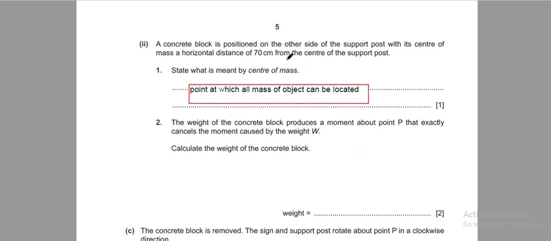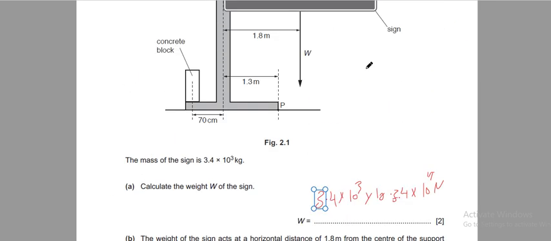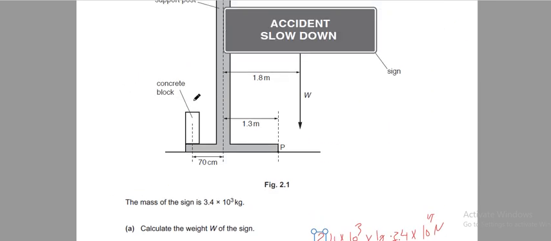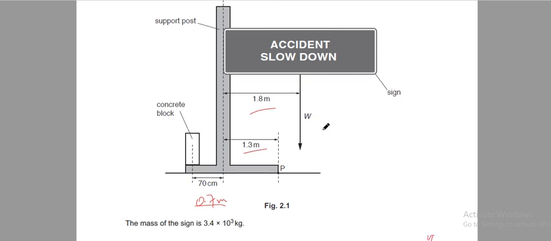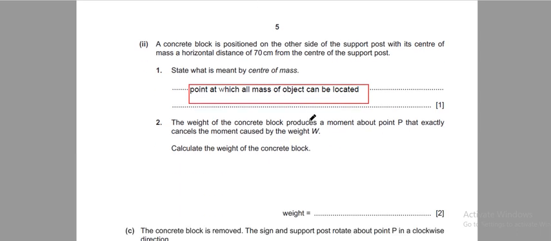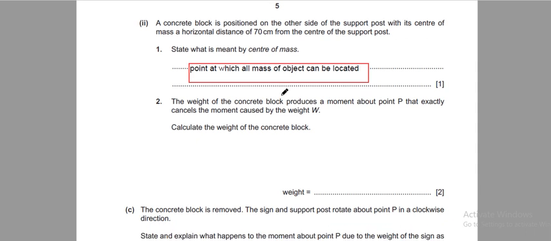A concrete block is positioned on the other side of the post with its center of mass at a horizontal distance of 70 centimeter from the center of the post. So here is the concrete block, and here is the center of the post, and the distance is 0.7 to make it like all distances in meters. State what is meant by center of mass: the point at which all the mass of an object can be located.